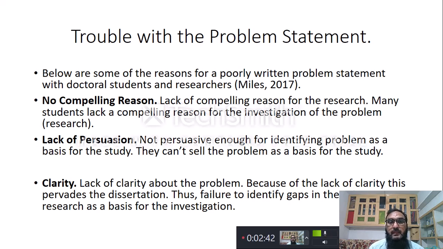Trouble with problem statements. Below are some reasons for poorly written problem statements among doctoral students and researchers. No compelling reason: the students are not compelled to investigate the problem. Lack of persuasion: they are not persuasive enough in identifying the problem. It means the students are not doing the literature review properly to identify the problem. Clarity: they are not clear about the problem. Lack of clarity is another failure, and they also fail to identify the gaps in the research. It means that the students are not making a proper literature review.